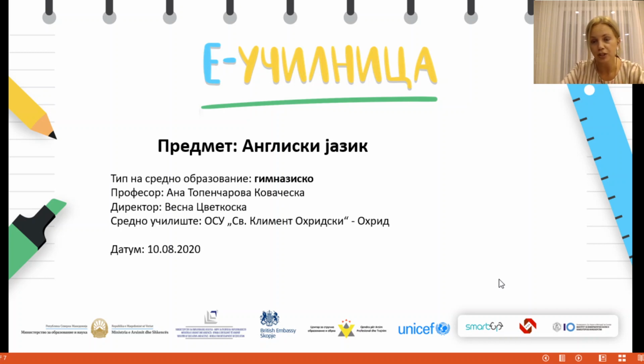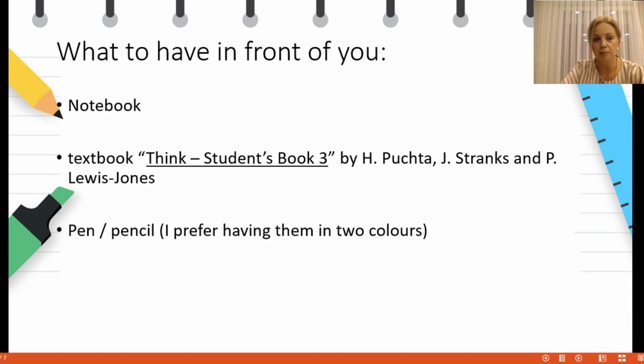Before we start officially, I would like to emphasize once again the three necessary things we should have in front of us in order to make this lesson possible. That's the notebook. Take notes anytime you think you should. Do the exercises in your notebooks. Then the textbook, Students Book 3, and pen or pencil, preferably in two colors.